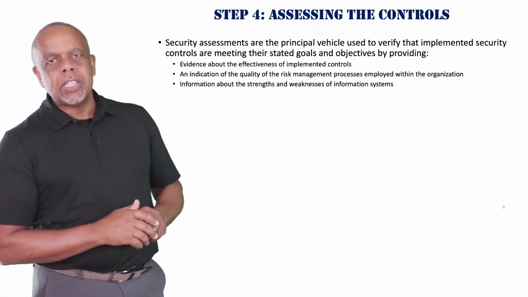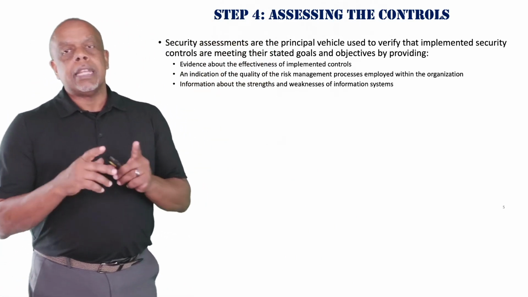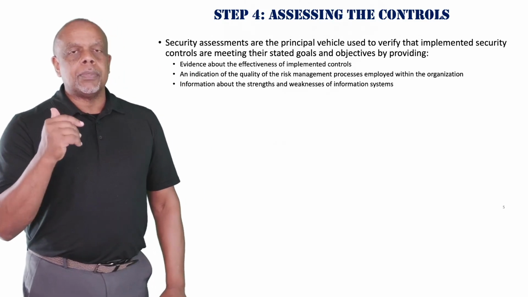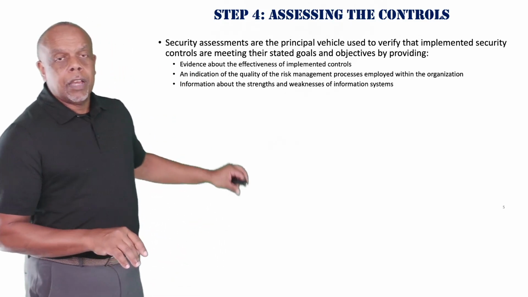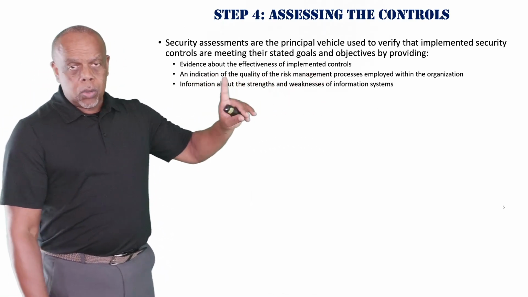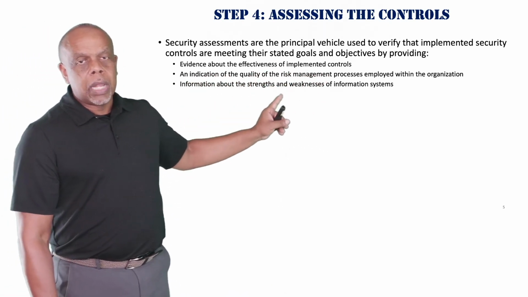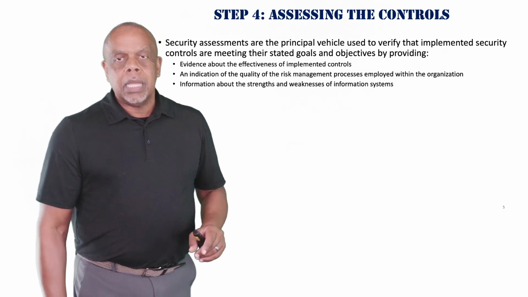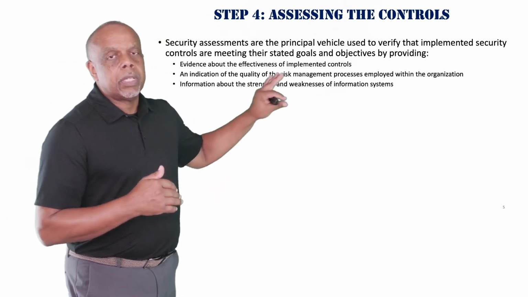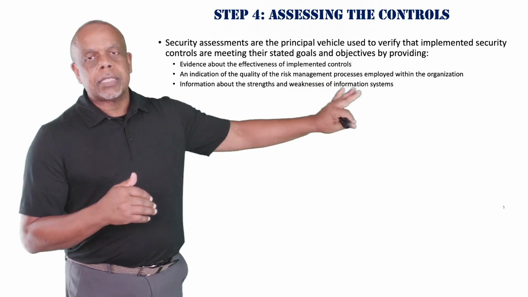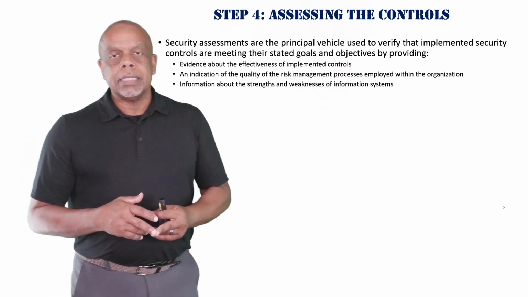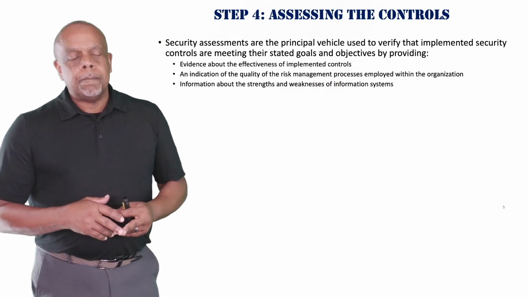Security assessments are the principal vehicle used to verify that implemented security controls are meeting their stated goals and objectives. They do this by providing a few things. They have evidence about the effectiveness of the implemented controls. Also, an indication of the quality of the risk management process employed. So this also tells us that the processes we're using are good. Not only are the technical controls, but our processes in place, and also some information about the strengths and the weaknesses of the information system.